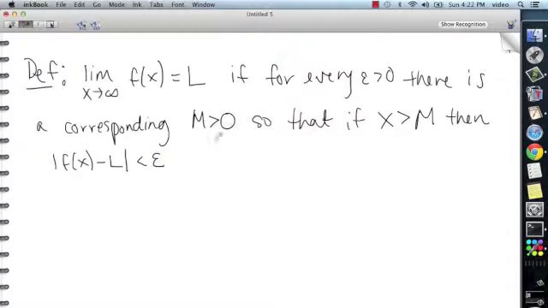Now notice this is kind of similar to the infinite limit case where we were talking about a b greater than 0. In each case, b and m are these big numbers, and we are able to get close to some other value. In this case, we're getting close to our L with epsilon. In the other case, we were getting close to x naught with our delta.